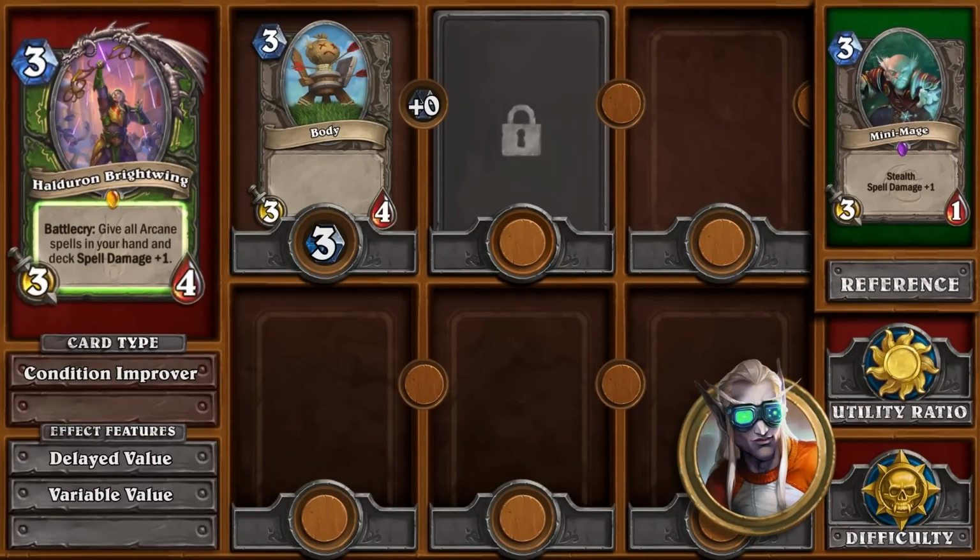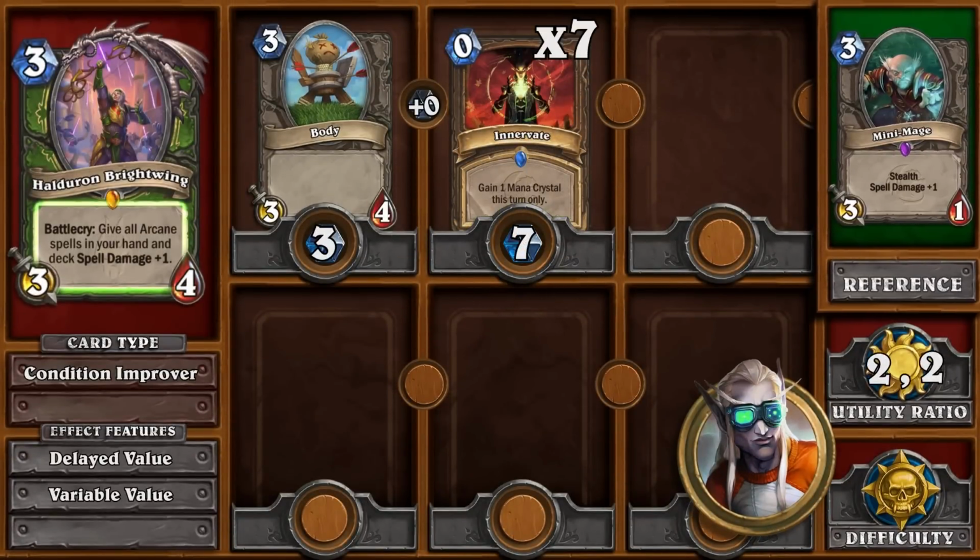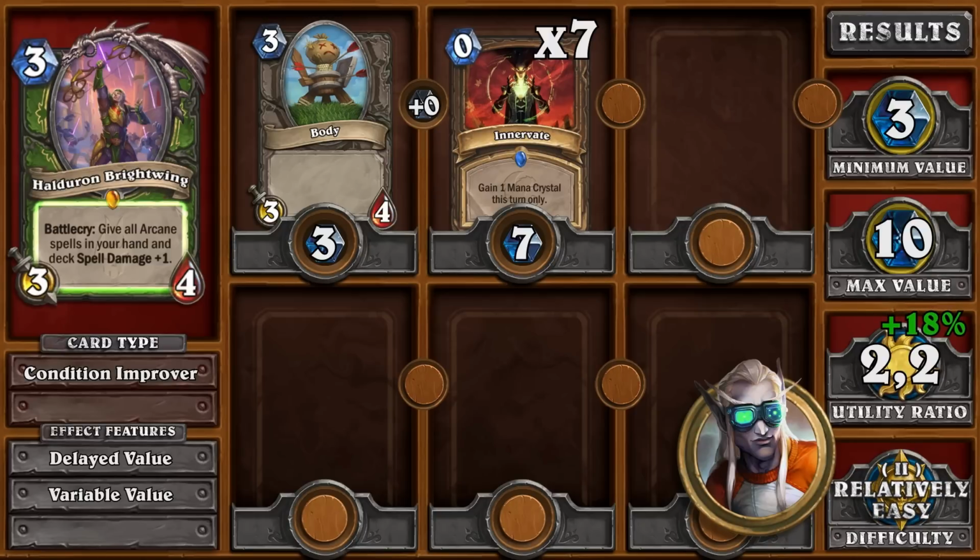The effect of Haldaron Brightwing evolves your spells, making them relatively powerful by 1 mana. This gives you the ability to cast more powerful spells at a reduced cost. Your maximum value will depend on the number of spells cast and will be different in every match. Changing the description of the card will allow you to get much more value. In these calculations, we assume a cast of 7 spells to determine the maximum benefits.